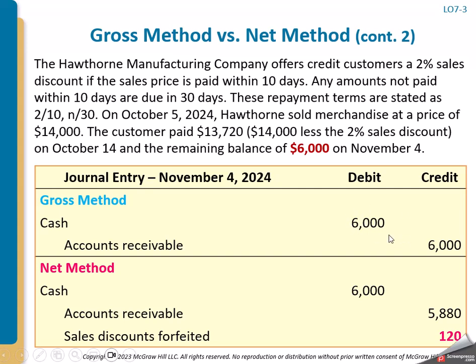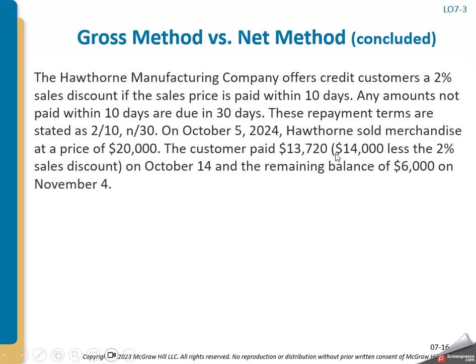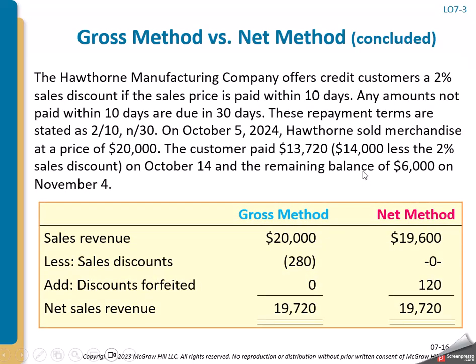So when they pay at the end of the 30 days and we're using the gross method, we just receive the cash and we take it out of accounts receivable. If we've already recorded the sales discount in the net method, then we're going to have to adjust it because they didn't take advantage of it. So we'll take it out of the accounts receivable at the net, and then we'll credit our sales for the discount that they did not take or the discount that they lost. So then here they're just showing you that in the end, you end up with the same amount. It's just how does it get recorded?